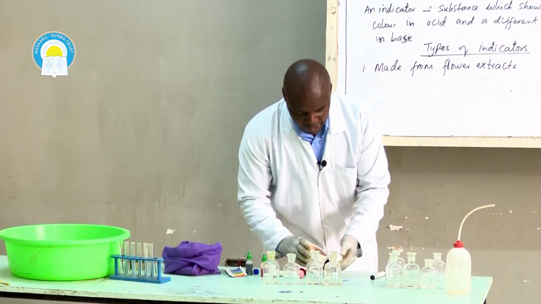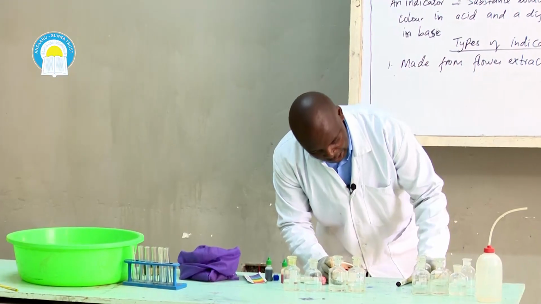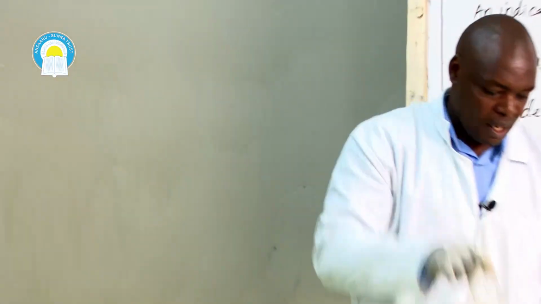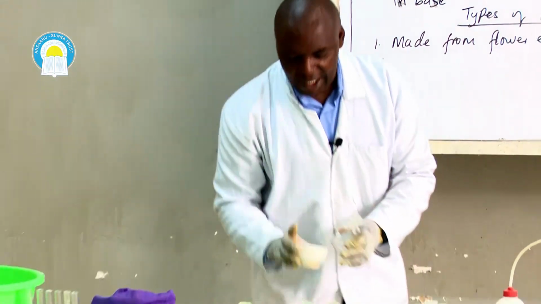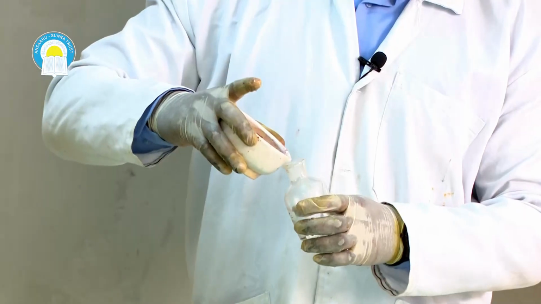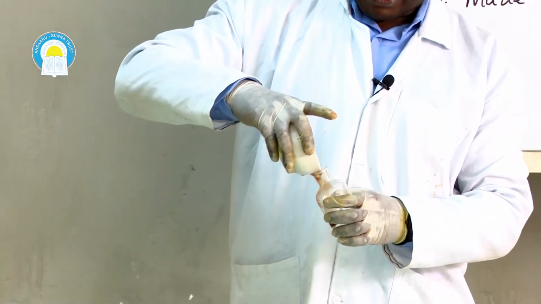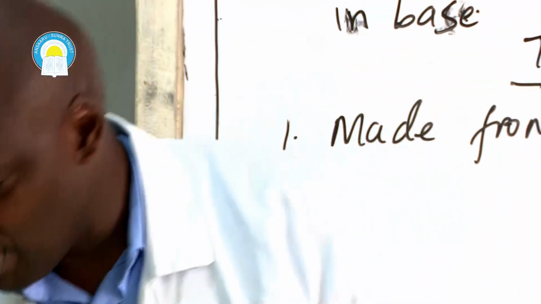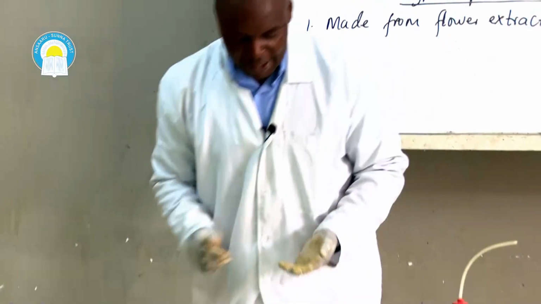Now, the propanol I've used is colorless. But the indicator that I am obtaining from these flower extracts after crushing has some color. It looks brown. So that is an indicator that we have made from flower extracts.